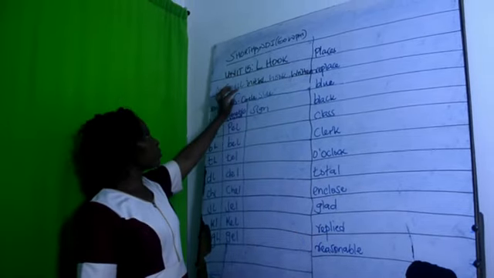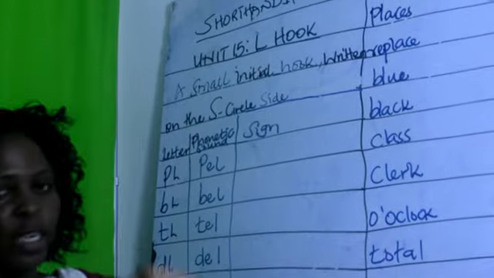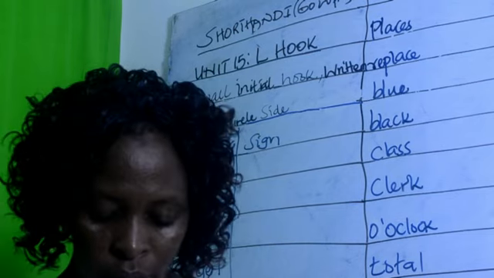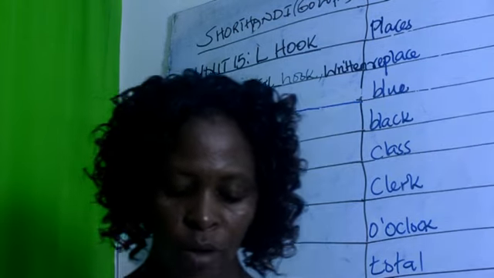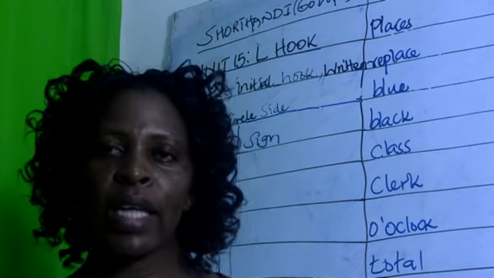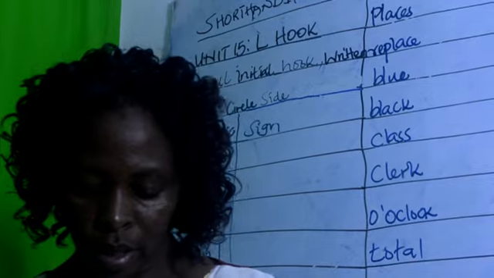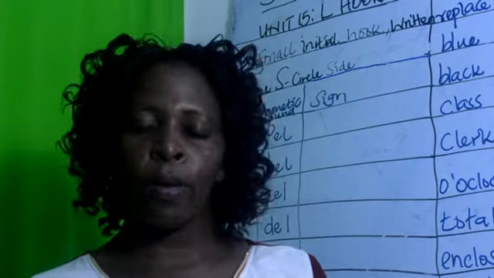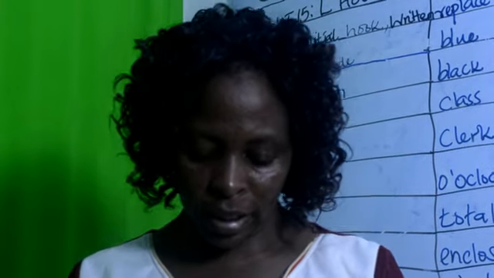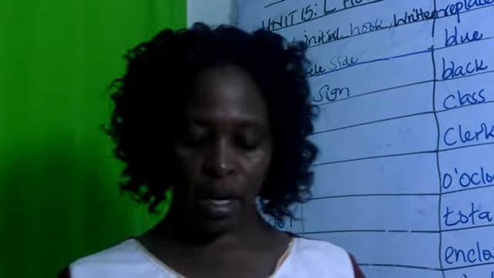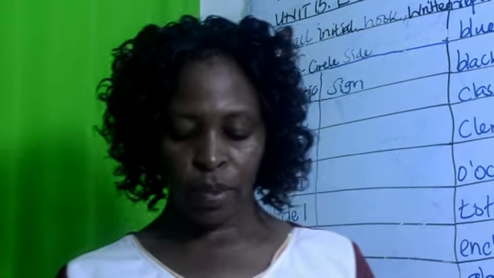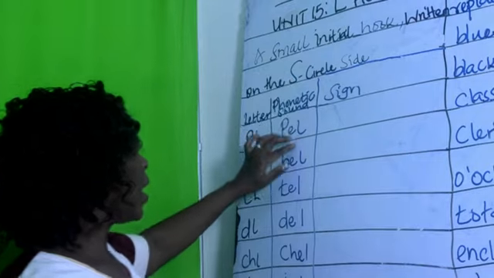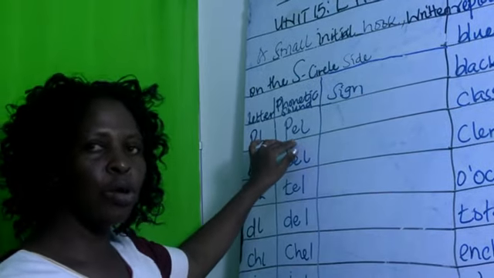It is a small initial hook, and it is written on the S circle side of the straight down strokes, like the stroke of K, and it has the sound of L on that stroke. The small hook is written at the beginning of the stroke to the left side, that is in the anti-clockwise direction. So we are going to see how the L hook is applied on the straight down strokes.